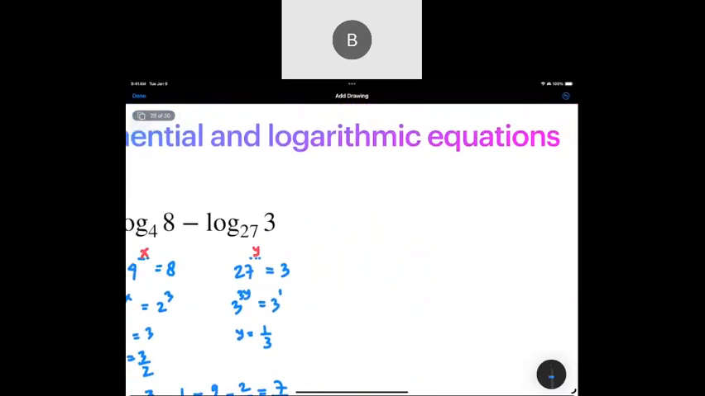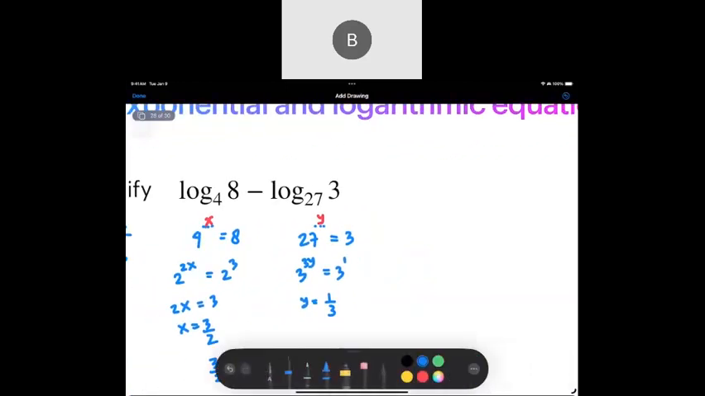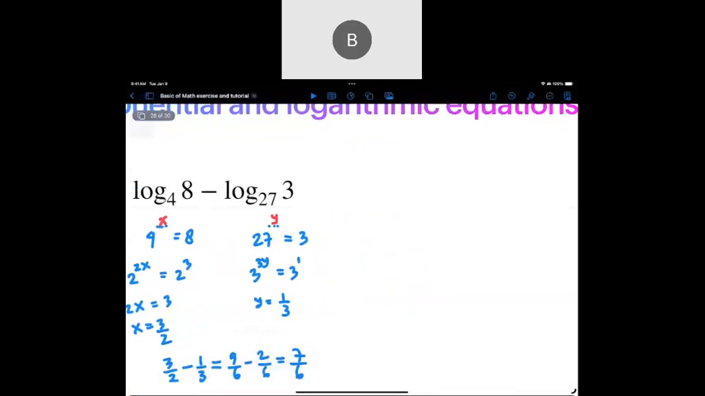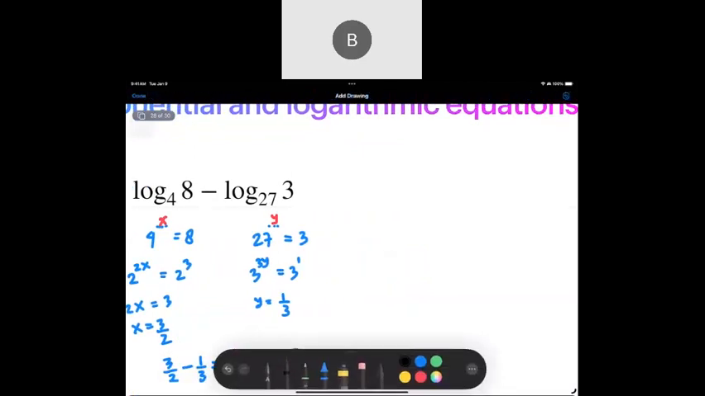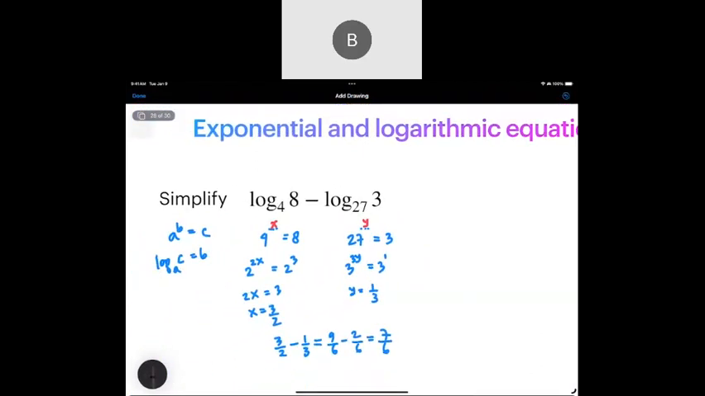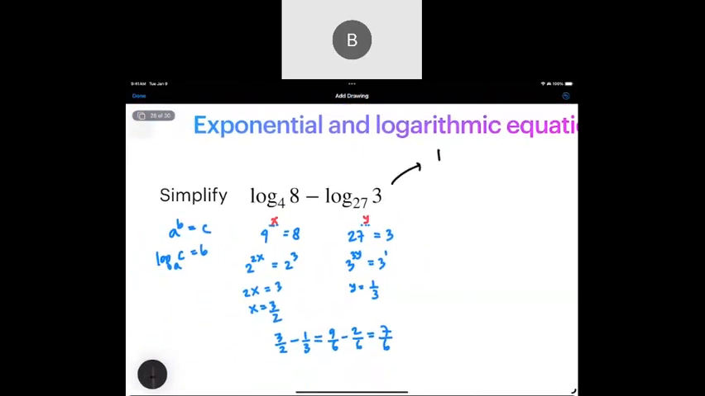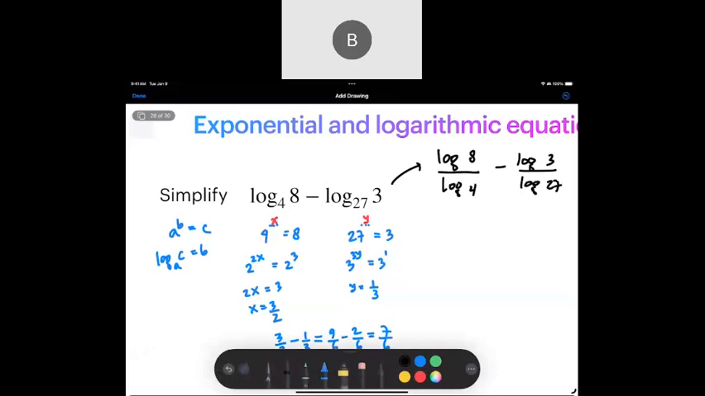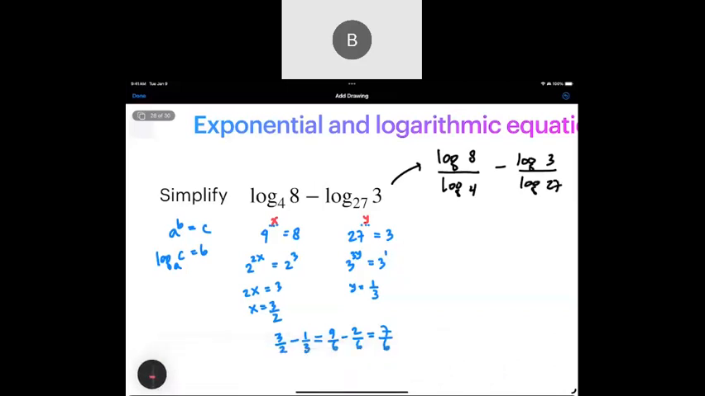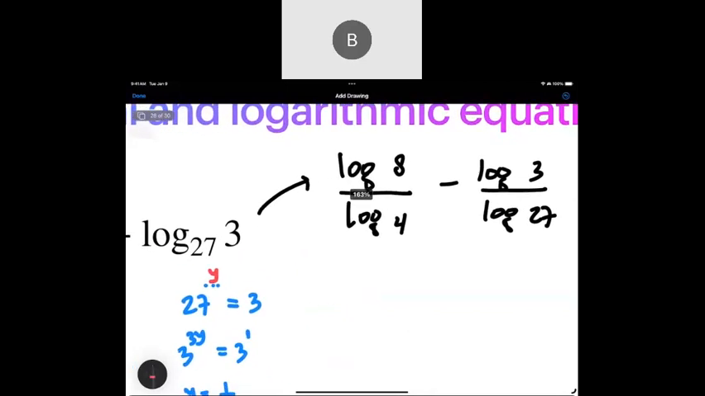The alternative one, we can check, at least we have 2 alternatives. So first is, we can use the change of base. So here we can have log 8 over log 4, and this will be minus log 3 over log 27. Remember, when we're using this method, we are using the change of base. We can add any base we want, practically any base we want, okay?